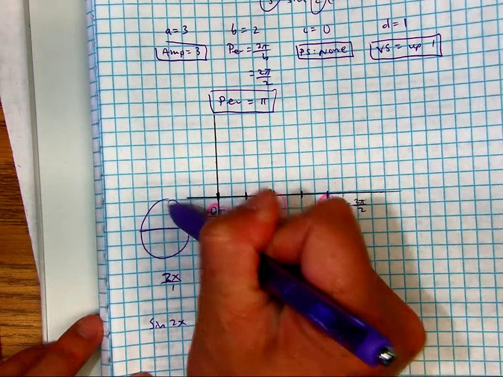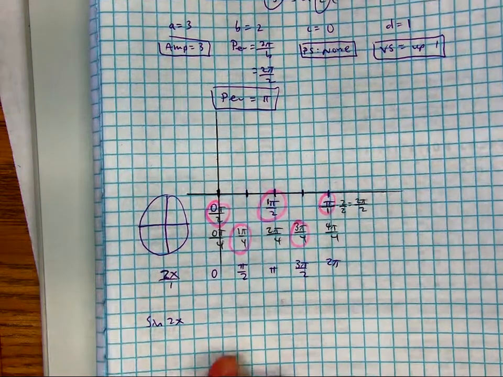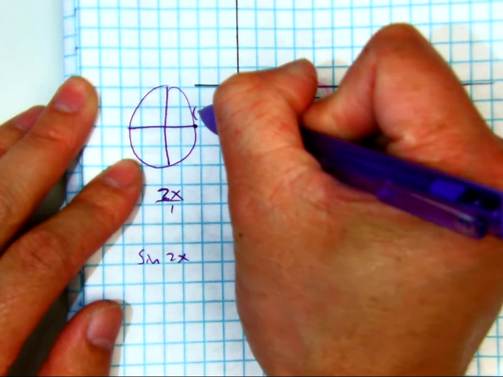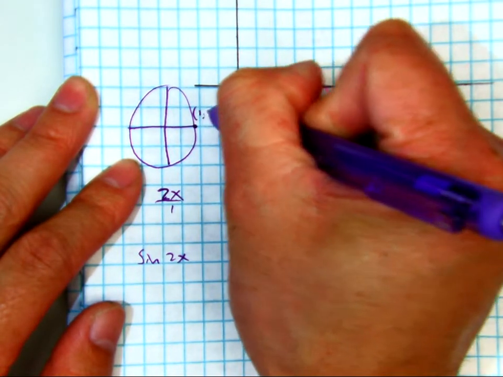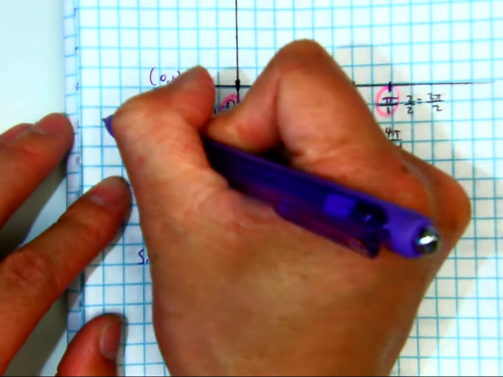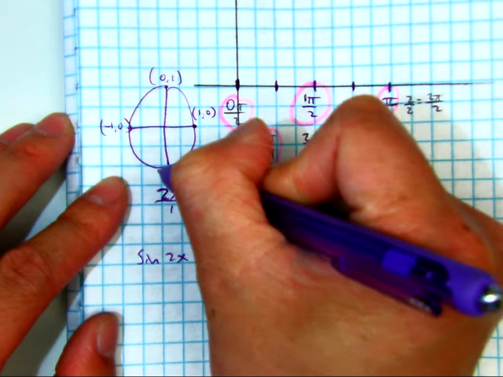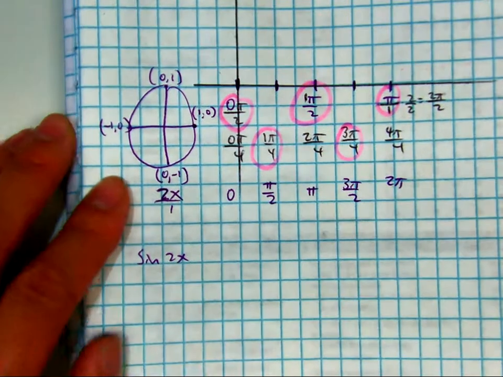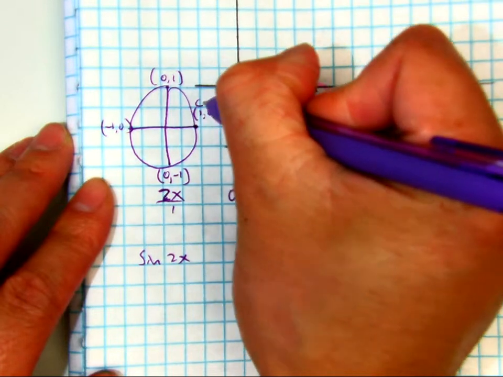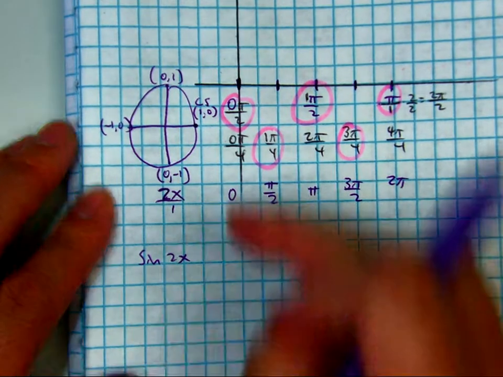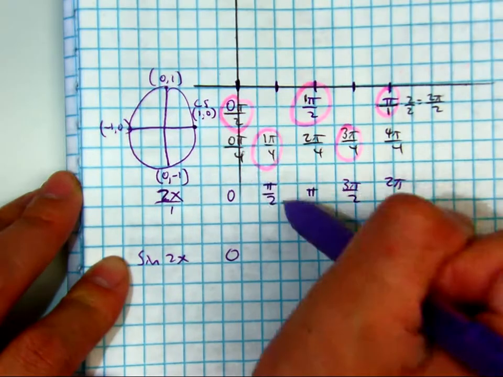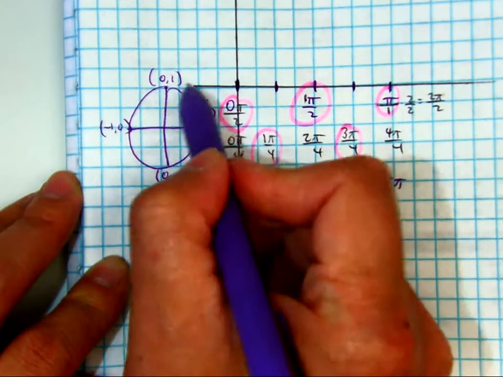Class, what's the ordered pair here? 1, 0. 0, 1, -1, 0, and 0, -1. Which one is cosine? The first one. And sine is the second one. So sine at 0 is 0. Sine at pi over 2 is 1. 0. -1. 0.